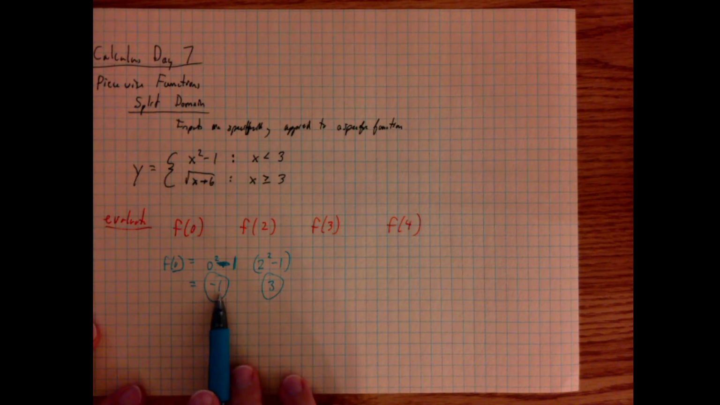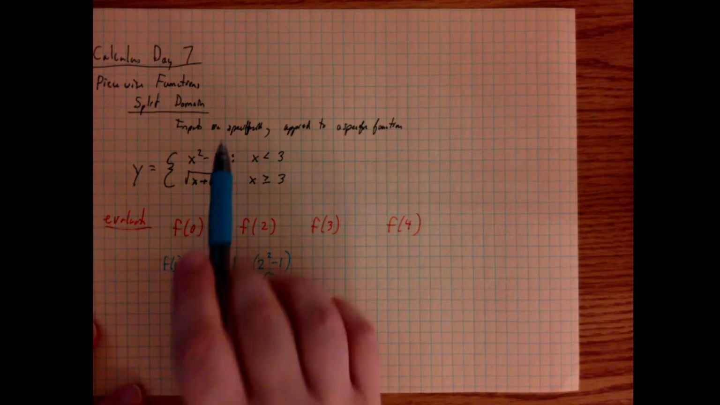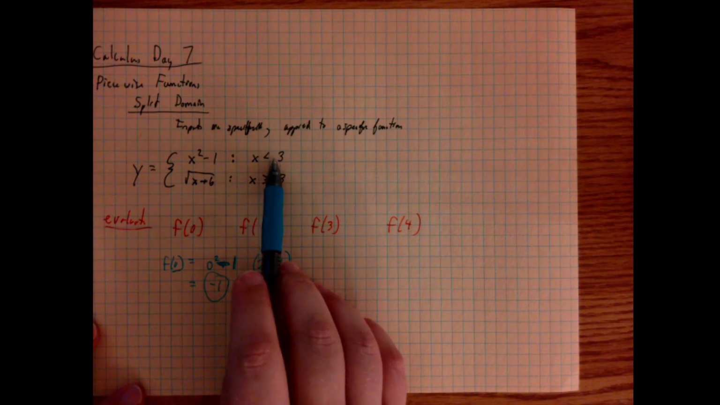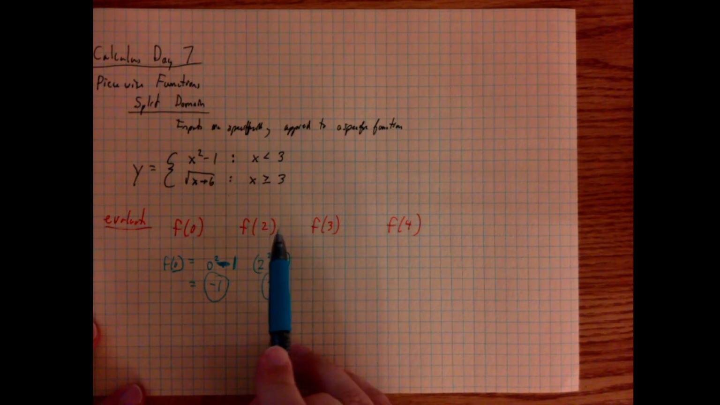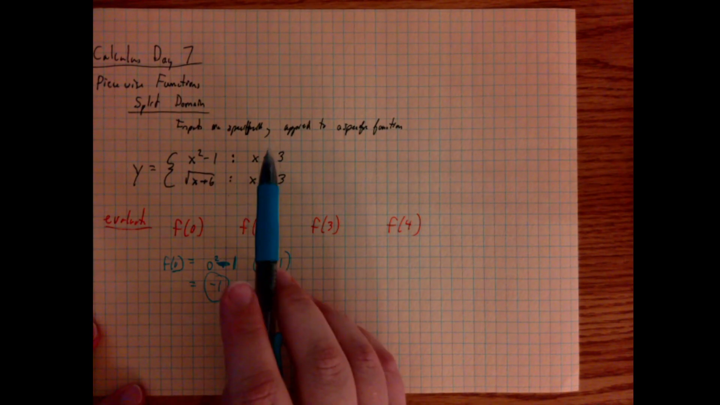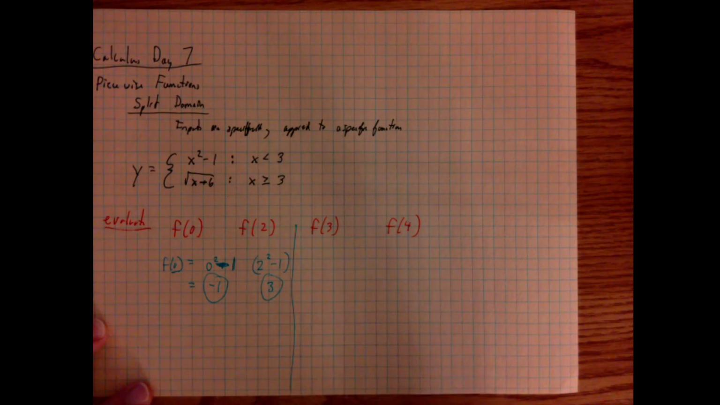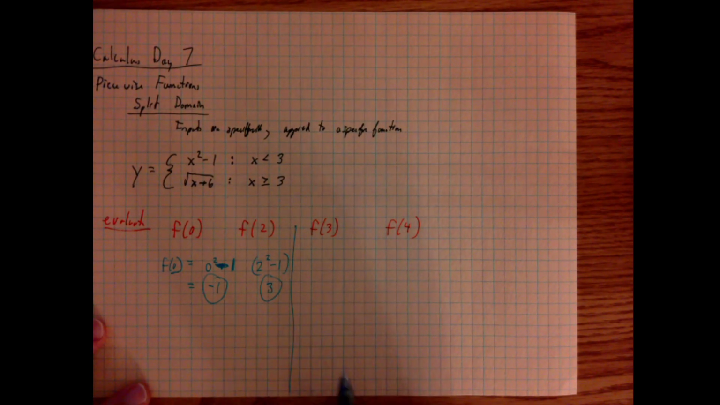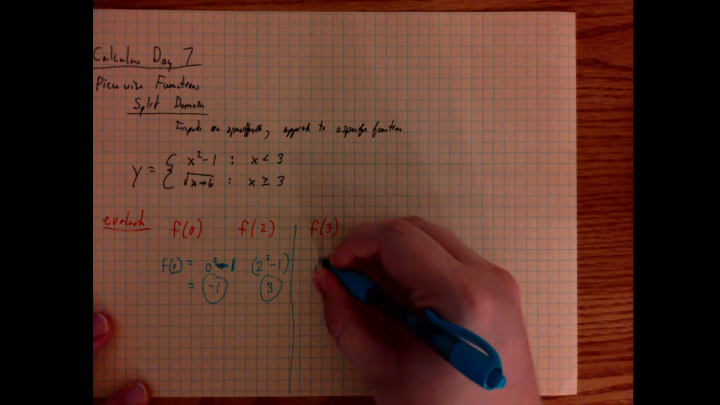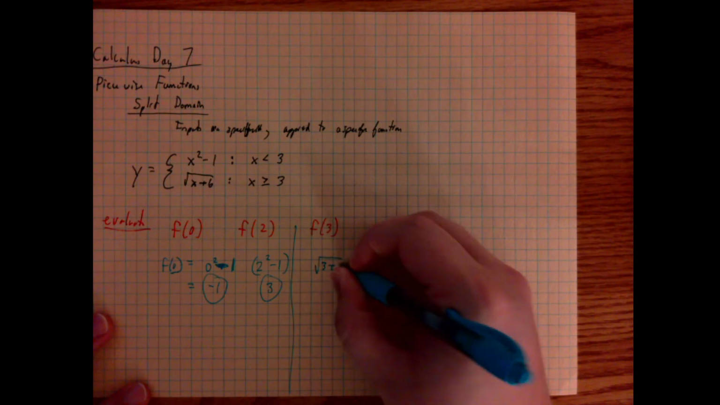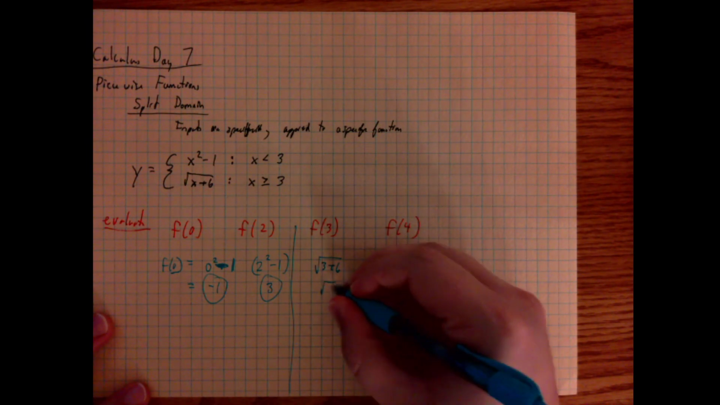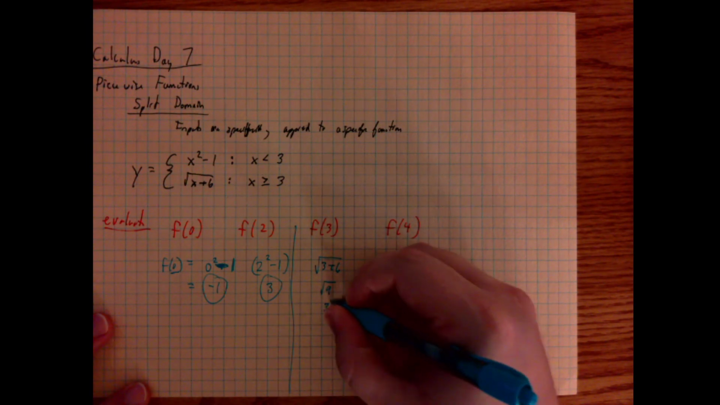And so f of 0 would be negative 1, because we plug 0 into the top function, because it's in the top function's domain. f of 2 would be 3, because 2 is in the top function's domain, and so we plug 2 in and get a value of 3. But f of 3 is different. f of 3 is in the bottom function's domain. And so when we plug it in, we'd have the square root of 3 plus 6, which would be the square root of 9, which is 3.